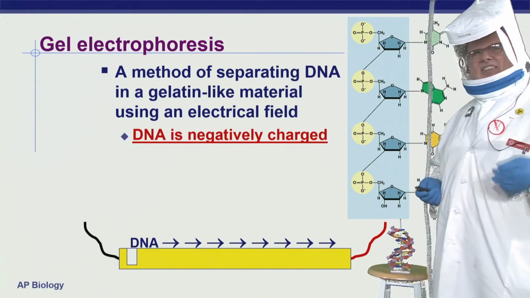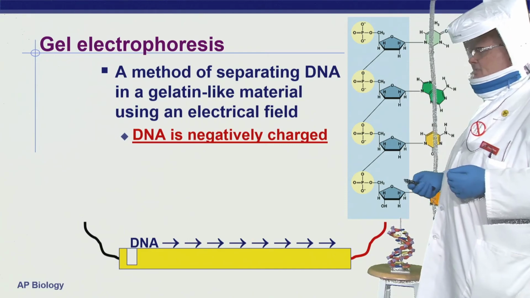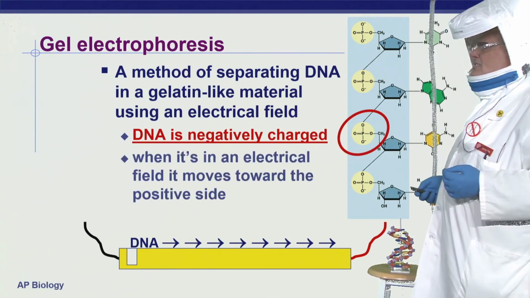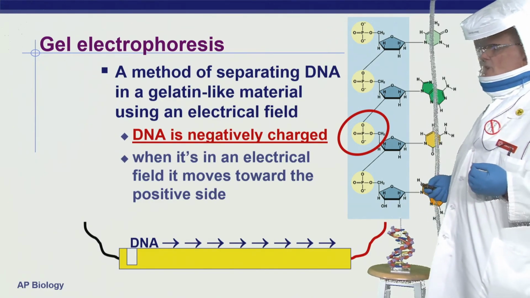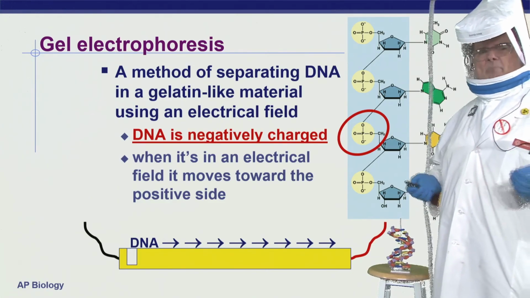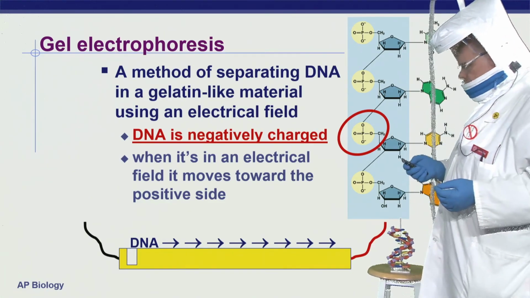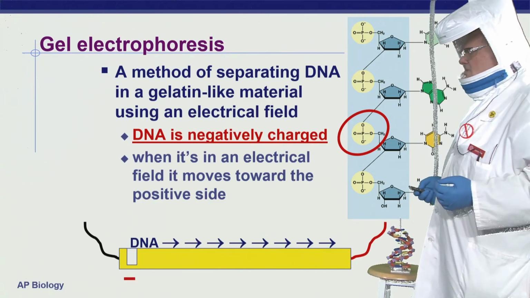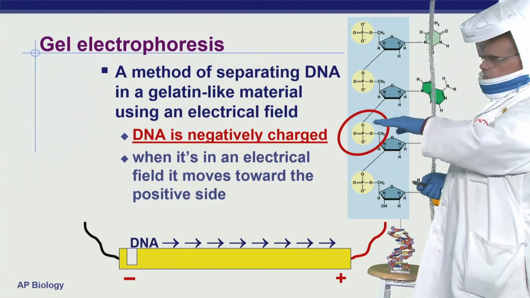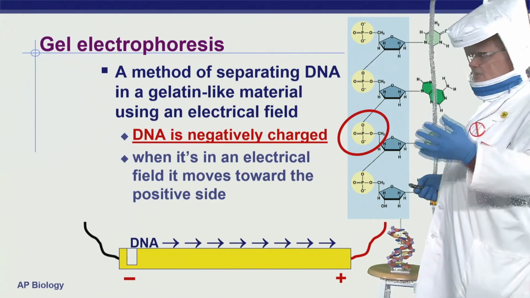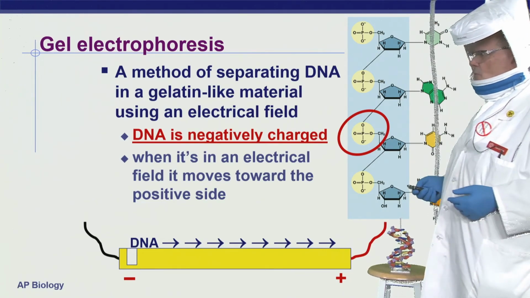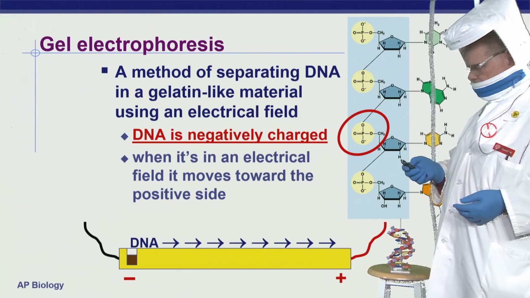DNA is negatively charged. So when it's in an electrical field, it's going to move towards the positive side. Opposites attract. And in the bottom diagram, we see that they put the DNA at the negative pole and it progresses across to the positive pole.